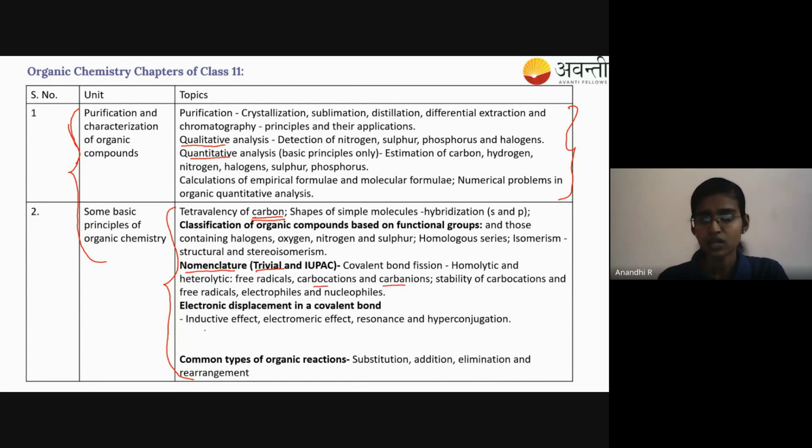And electronic effects. There are 4 electronic effects: inductive, electromeric, resonance, and hyperconjugation. All 4 effects are discussed, and some types of organic reactions. So substitution, addition, elimination, and rearrangement. So these 4 reactions are discussed here in this organic reaction part.